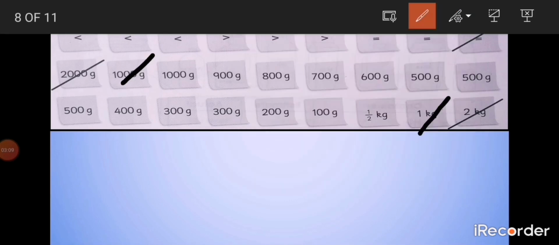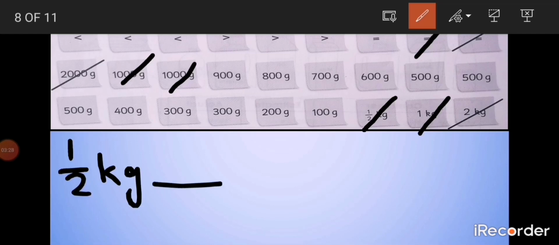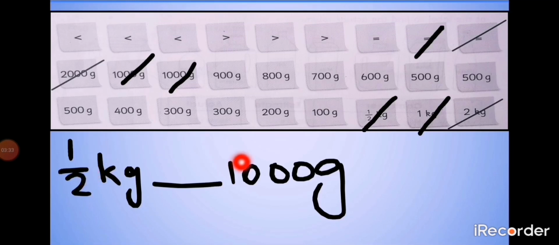Now we are moving towards our next one. Again we choose a number from here. From the first line, that number is 1000 gram. From the last line, the number just before 1 kg is half kg. Now I'm writing my number sentence. I forgot to cross this is equal to sign. We have used it. Now half kg dash 1000 gram. Now we'll find out which sign will come here. Is half kg, 1 by 2 kg, greater than 1000 gram, or is 1 by 2 or half kg less than 1000 gram, or is half kg equal to 1000 gram?